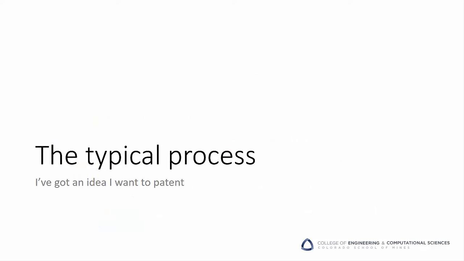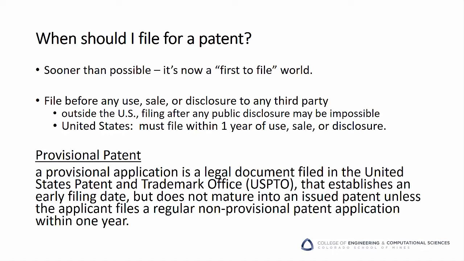Okay, so now you know the basics of intellectual property, and you know your rights as a student at the Colorado School of Mines. But what happens when you have an idea that you want to patent? The first question is when you should patent, and the answer to that is as soon as possible. In the United States, patents are awarded on a first-to-file basis. That means that it doesn't really matter who had the idea first, it just matters that they filed the patent application before anyone else. For this reason, it's a best practice to file before any use, sale, or disclosure of an idea to any third party.